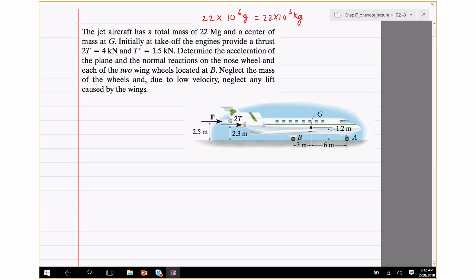Initially at takeoff, the engines provide a thrust of 2T equals 4 kilonewtons, and T prime, which is 1.5 kilonewtons. Okay, determine the acceleration of the plane, and the normal reaction on the nose wheel, so this one, N_A, and each of the two wings located at B. So we got to find the normal reaction here too. Neglect the mass of the wheels, and due to the low velocity, neglect any lift caused by the wings.